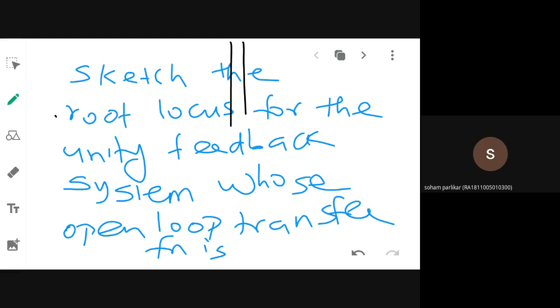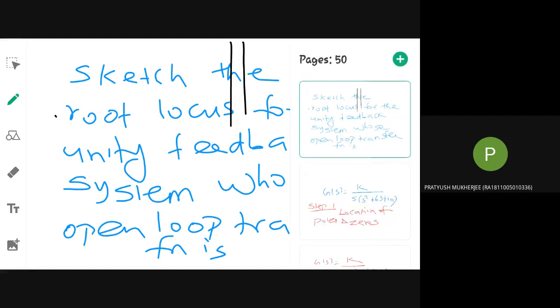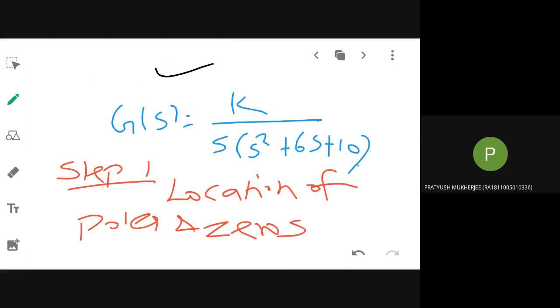Okay, we'll begin the class. The problem statement says that you are to sketch the root locus of the unity feedback system whose open loop transfer function is given. Have you taken down the statement? Okay, this is your given open loop transfer function: G of s is equal to k divided by s into s squared plus 6s plus 10.